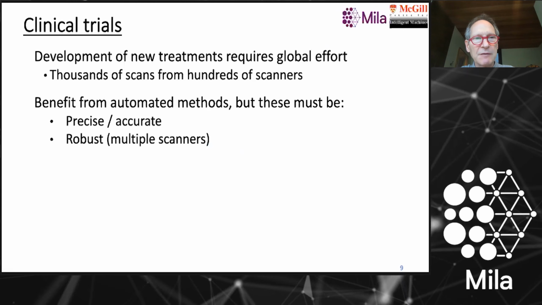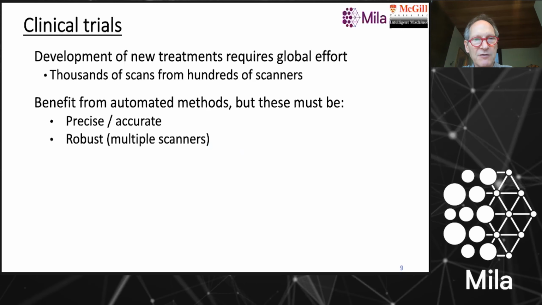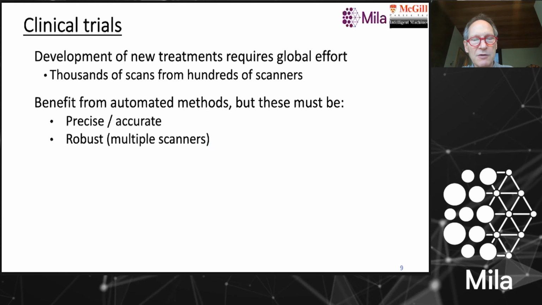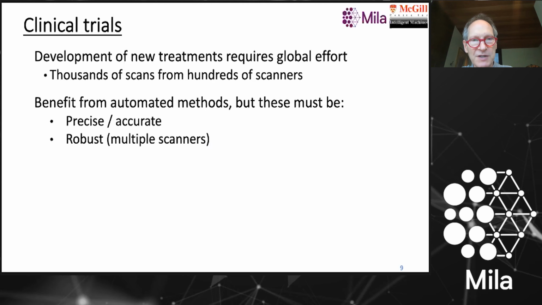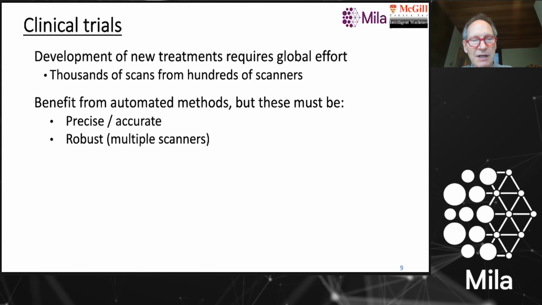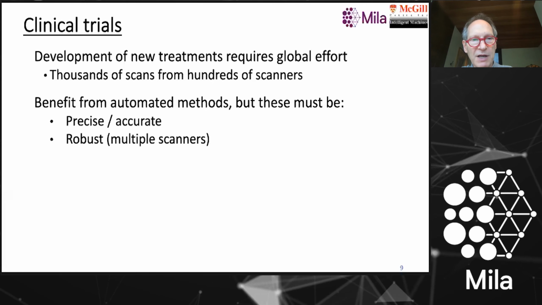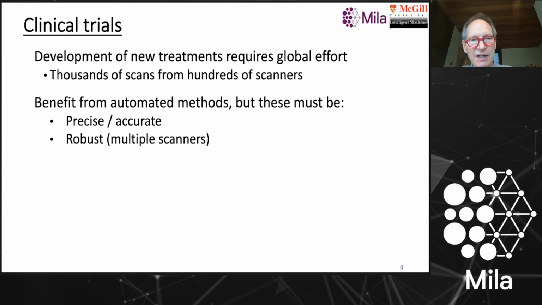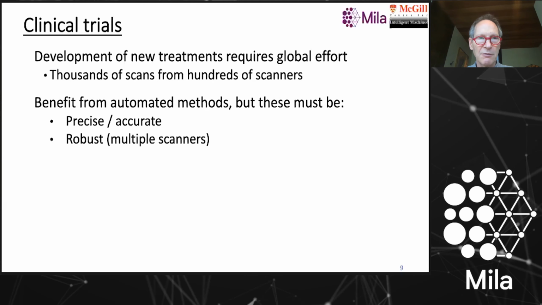Returning a bit to clinical trials, the development of new treatments for MS usually requires a global effort with thousands of scans from hundreds of different scanners. And so automated methods that are accurate and precise are very important, but these have to be very robust in order to provide reliable data from many, many scanners located around the world.